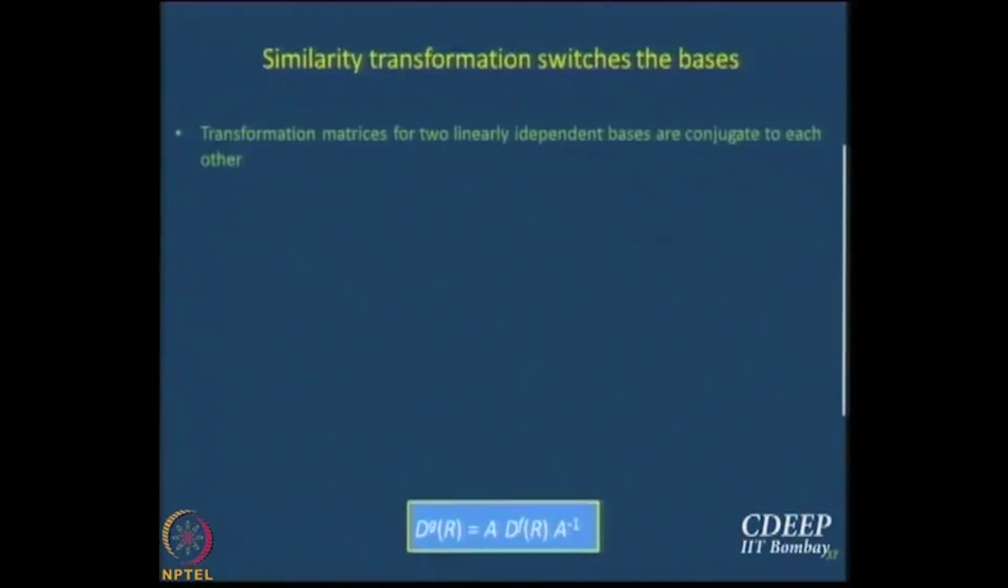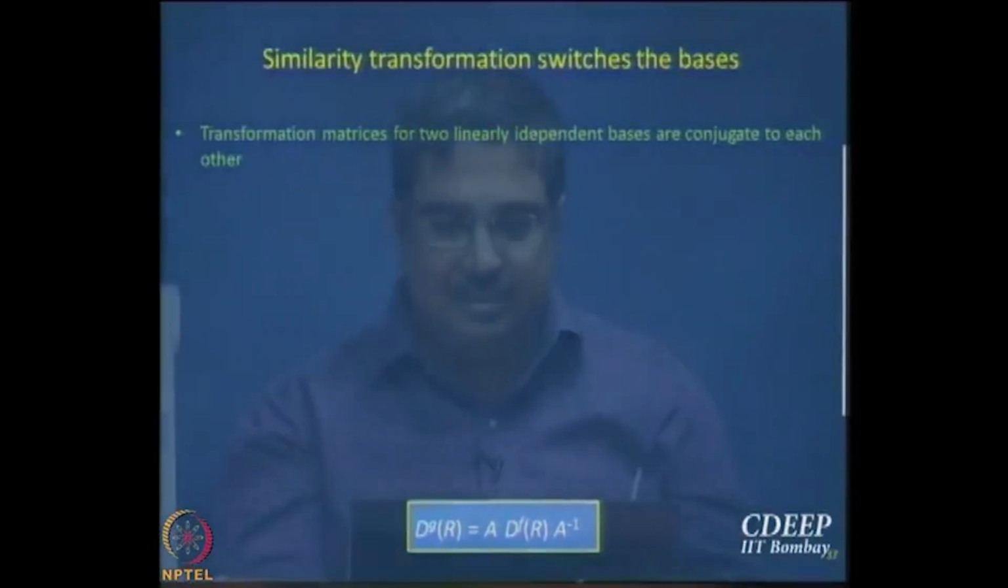Right. So now to conclude this part of the story, I hope we have understood that transformation matrices for two linearly independent bases are conjugate to each other. We have just seen that DG and DF are conjugate to each other, not for any R, both have to be for the same symmetry operation. You cannot have C3 on one side and sigma V on the other side.